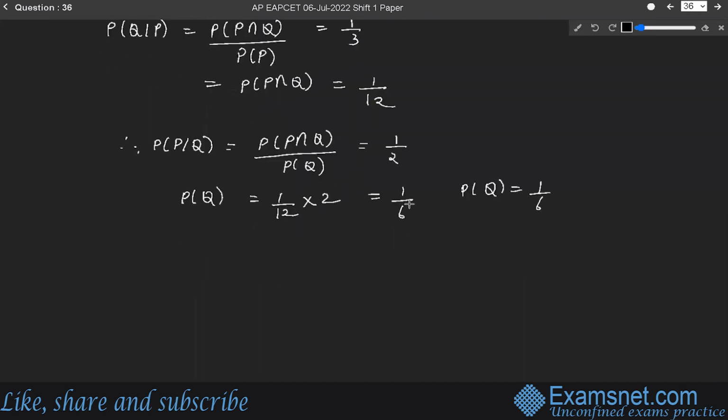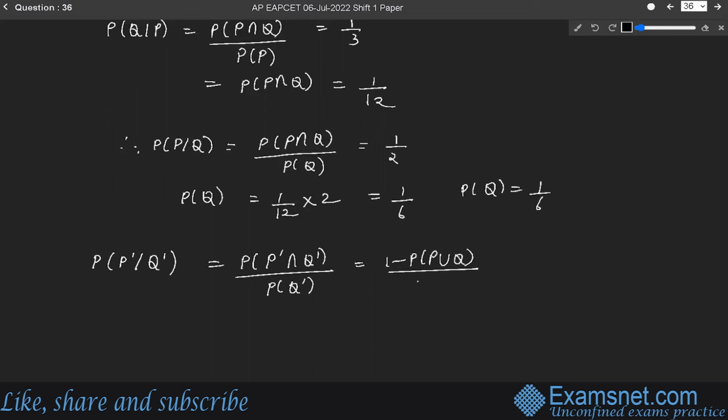Therefore, P of P complement by Q complement. We have to calculate the probability that P does not apply for the job and Q does not apply for the job. So it will be equal to P of P complement intersection Q complement divided by P of Q complement, which will be equals to 1 minus P of P union Q divided by 1 minus 1 by 6.